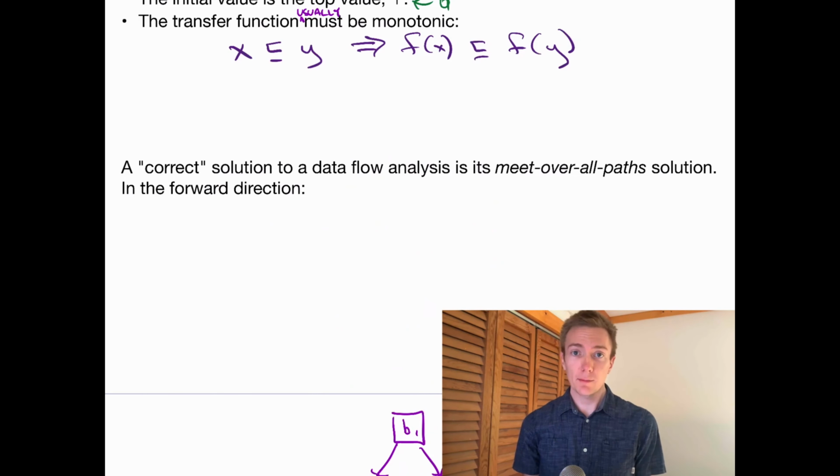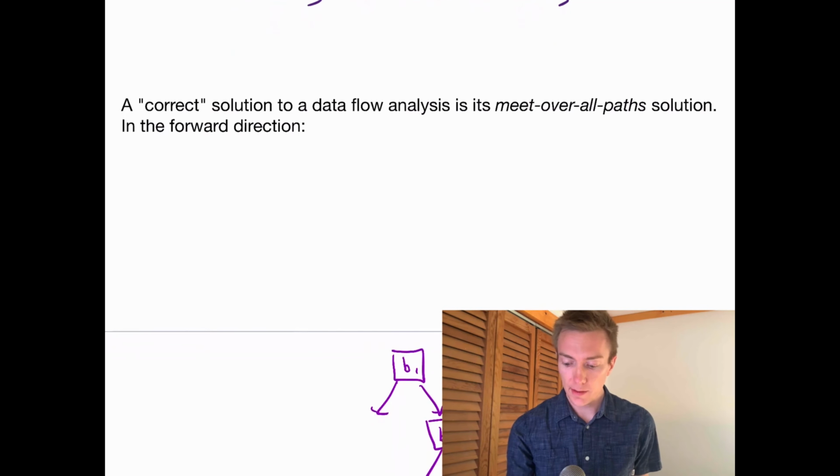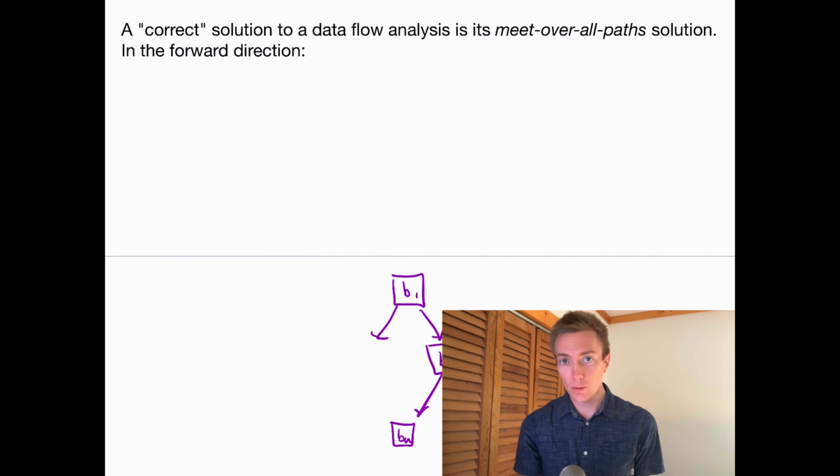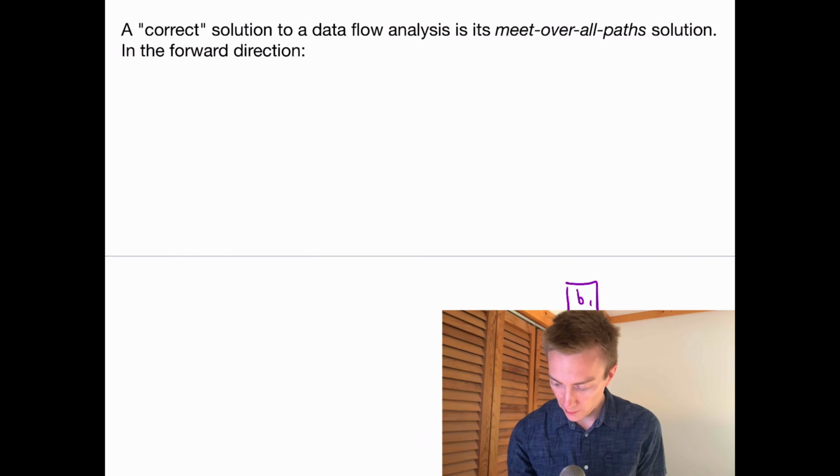It can be useful to think about what even defines a correct solution to a data flow problem. That is, what is a correct answer for a system of data flow equations? The classic answer to this is to define it as the meet over all paths solution. So imagine this sort of idealized data flow graph. B1 we will think of as the entry block. So this is a path from the entry block to a given node that we're considering.